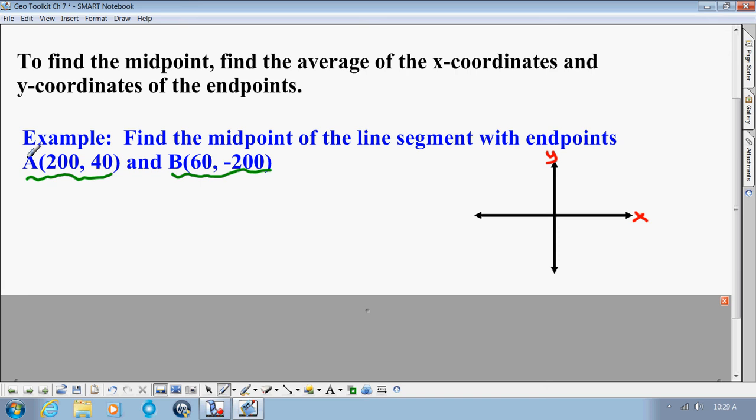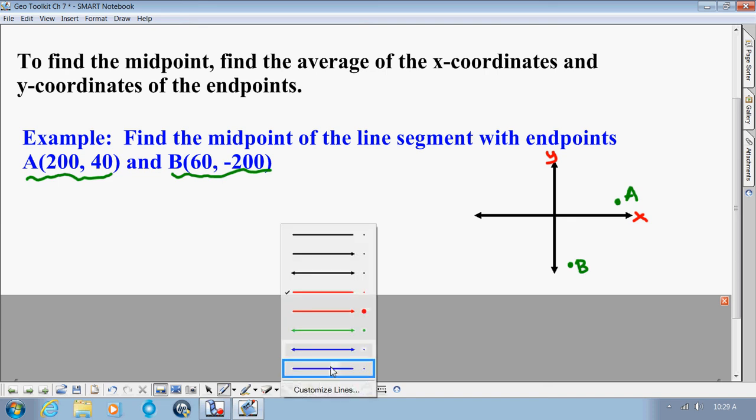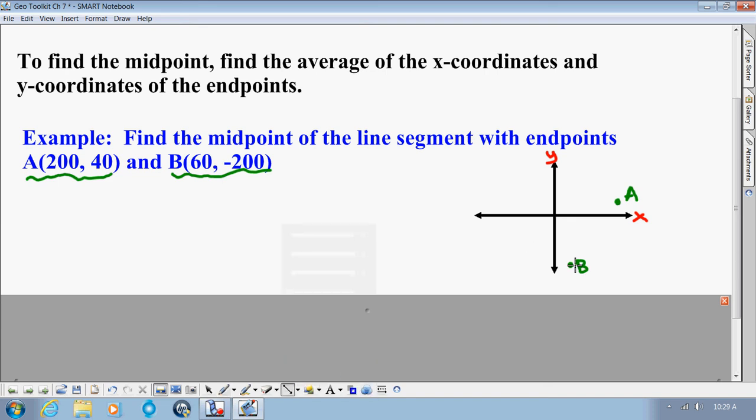So if I drew point A in, I would go right 200 and up 40. Here's about 200 and here's about up 40. So this would be my point A. I could do the same thing for point B. I'd go right 60 and I'd go down 200. So here's about right 60, here's about down 200. So here's my point B. And then I would draw a line segment in between them. So here's my line segment.